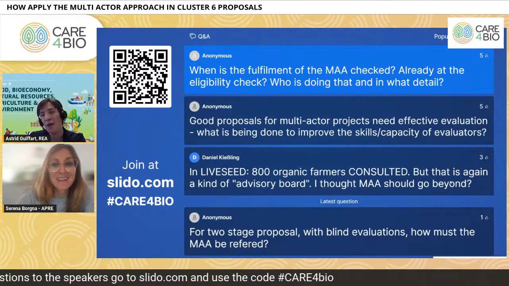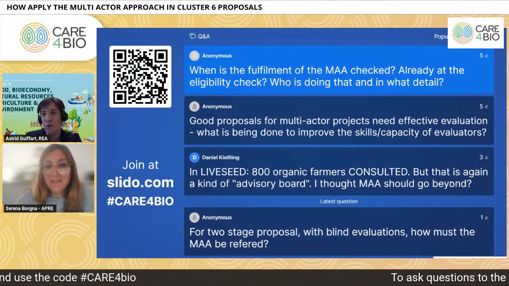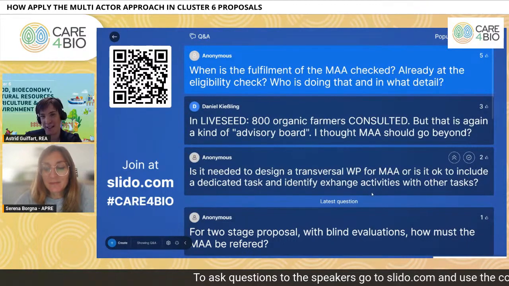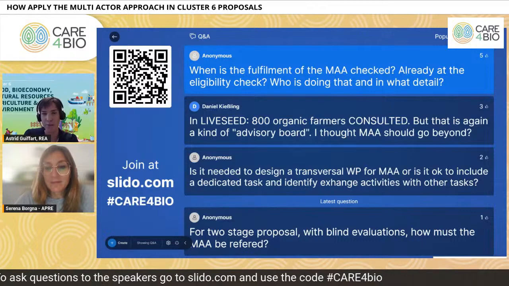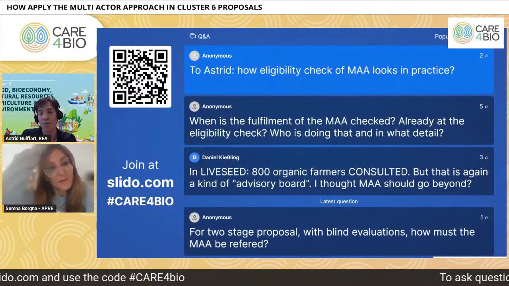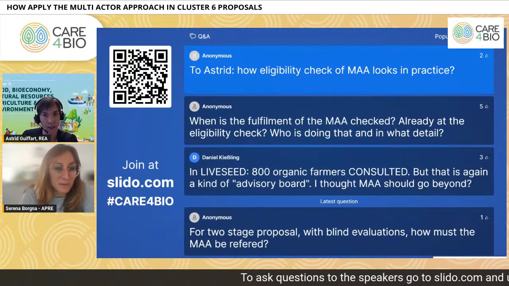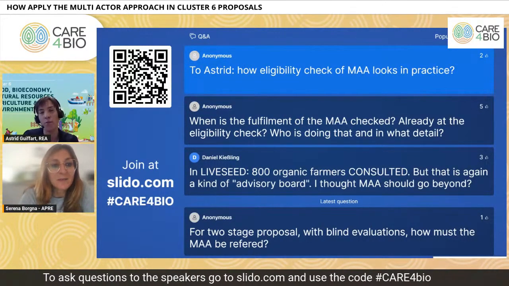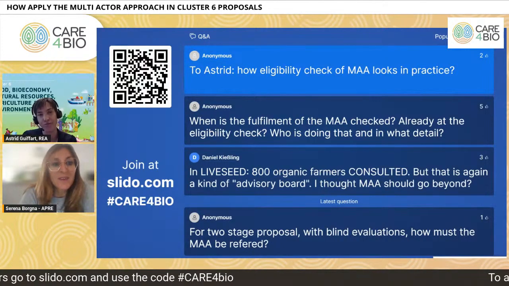So I can explain you how we do the eligibility check. An eligibility check is done to fulfill the conditions of the topic. So normally it's a yes/no exercise, whether you have the specific countries that are required or specific durations, like go yes/no questions. For the multi-actor approach, it's impossible to do the eligibility check without going through the evaluation process. So indeed, we need to go through the evaluation process to see if the proposal falls within this multi-actor approach or not. Okay, thank you.